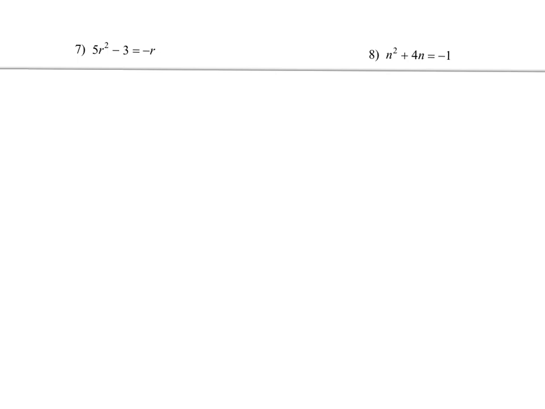All right, next up here, number 8. So this one, I'm going to add the 1 over to see if I can factor it. So I get n squared plus 4n plus 1 equals 0. So I can think of two numbers that multiply to 1 and add to 4, but no numbers are going to work there.